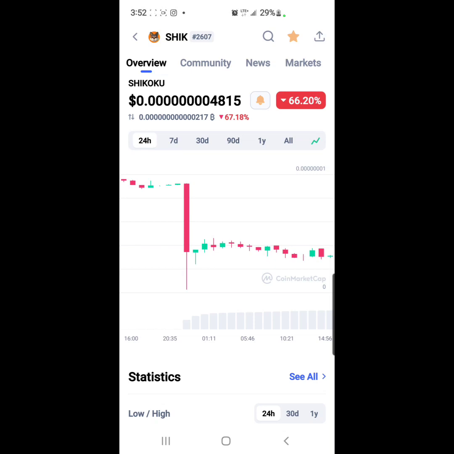This is a quick update on the coin called Shikoku. If you have been wondering what's going on, Vitalik has sold 500 trillion coins last night, and that's what caused the coin to go down so drastically today. So what we're gonna do, guys, is take a look at what's going on. As you can see right now, we're currently sitting at 804815, and as you can see on your screen, we are down 66%.